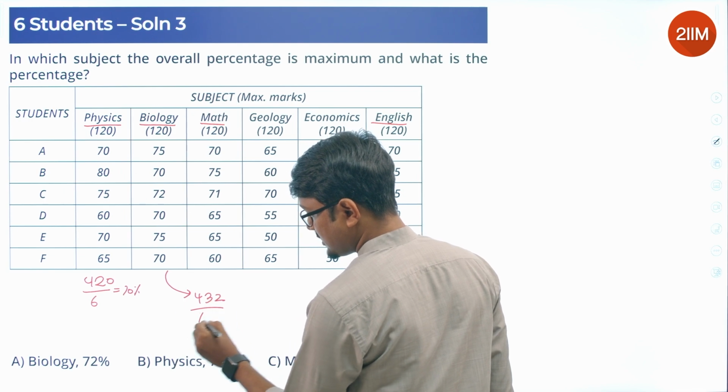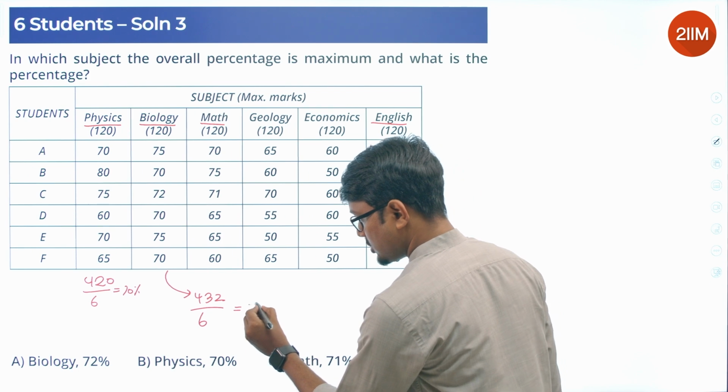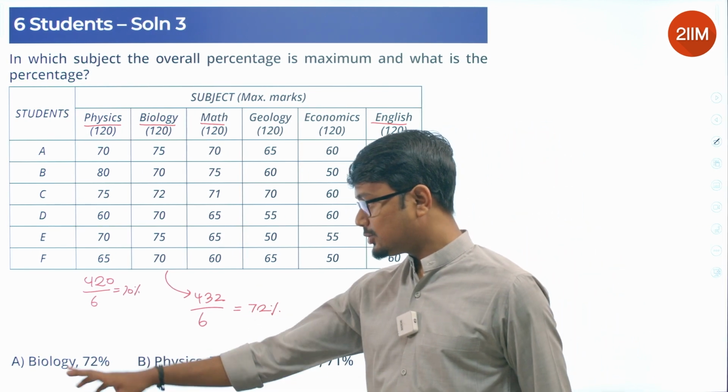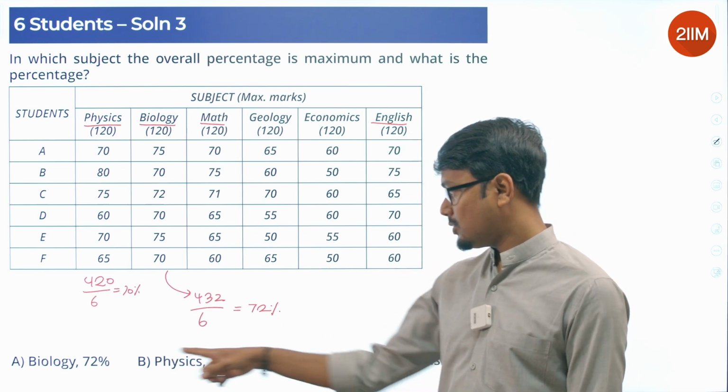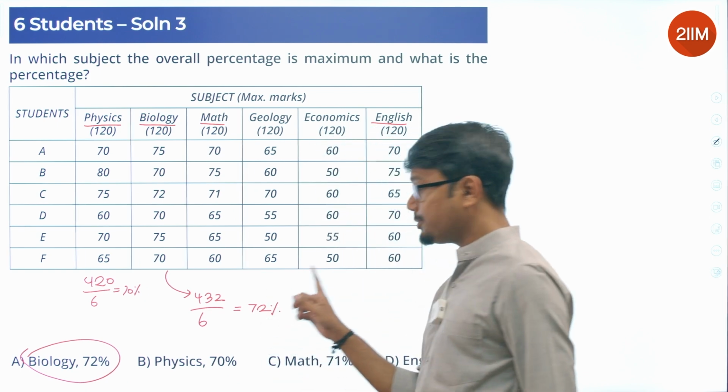432 divided by 6. I will say 420 plus 12. Okay, so it is supposed to be 72 percent. Comparatively, biology has got the better marks. Okay, so 72 percent biology, that should have been the answer. But we have to check with other options as well.